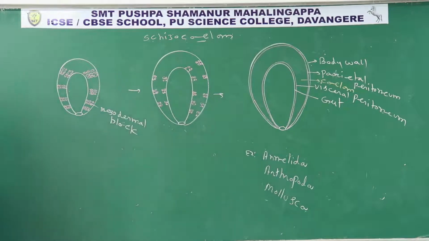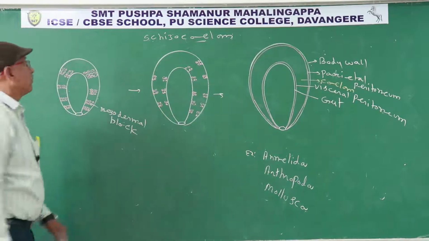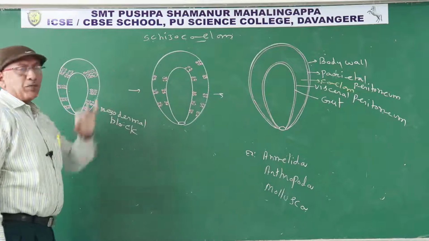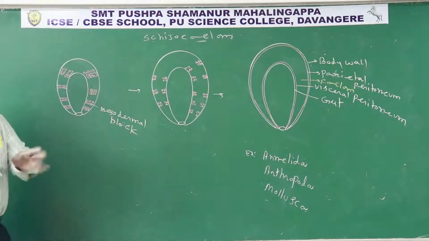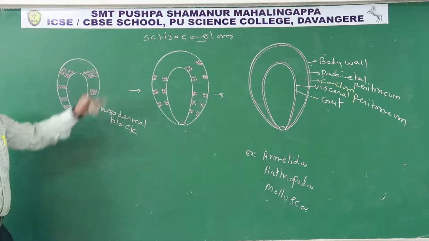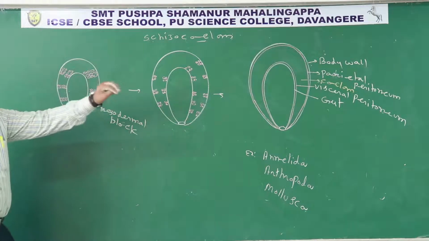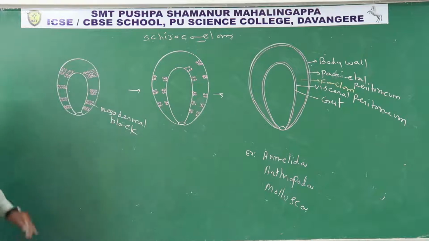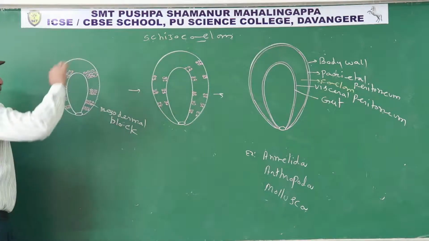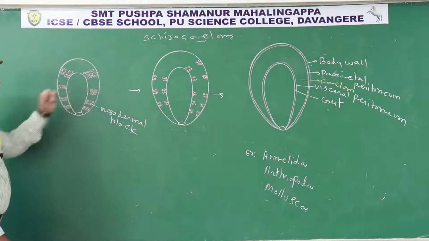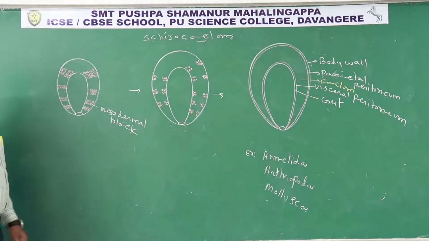Schizocoelom, also known as split body cavity. Depending upon the formation of coelom, coelom is of two types. One is schizocoelom, another one is enterocoelom. You already know the gastrula stage. As development progresses, outer body wall, inner alimentary canal.